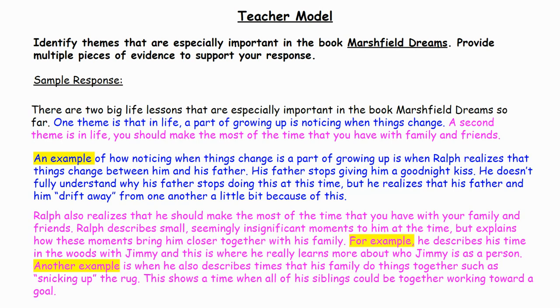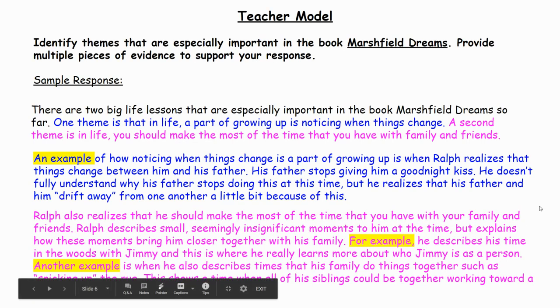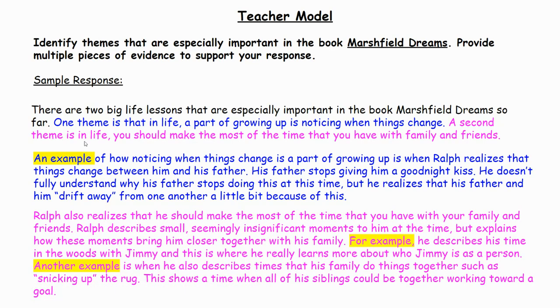So hopefully with the color coding, you can get a sense of what I did here in my response, how the blue is one of the themes that I identified, and the pink is another theme, and I tried to support each one of them with at least one piece of evidence from the text. And you can see that here in the highlighted part, that's where I included examples. So again, you want to at least have one piece of evidence for each theme, but if you can come up with two, that's even better.